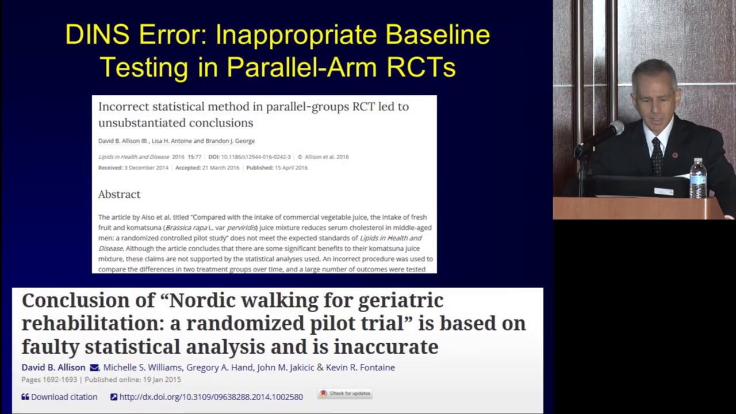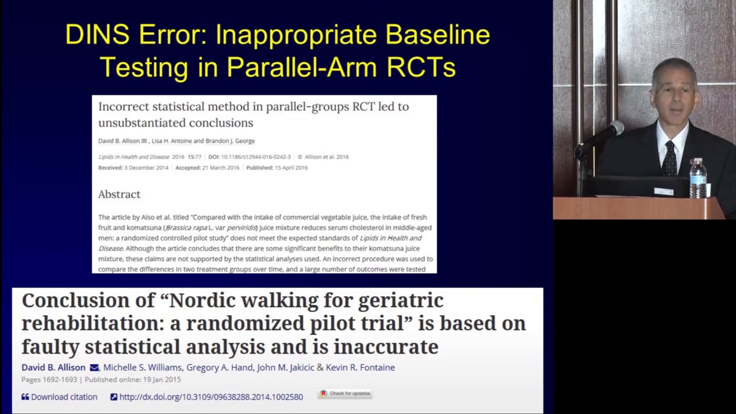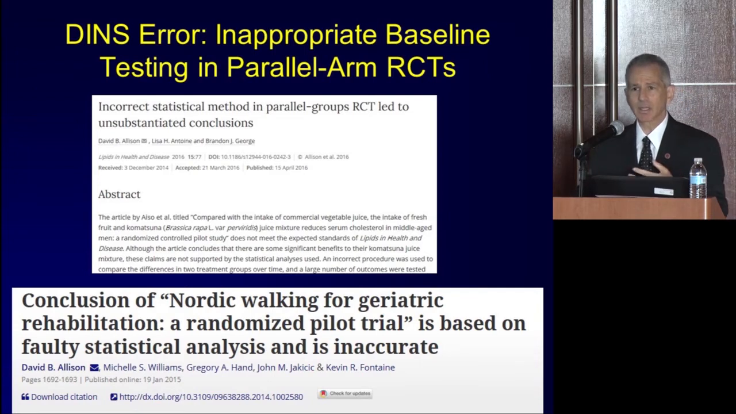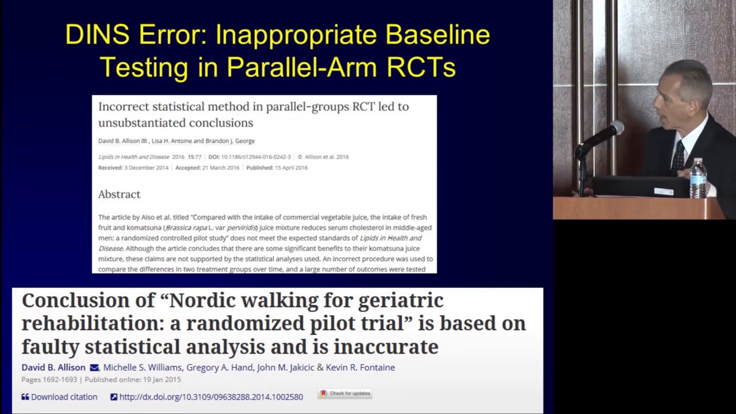There's another error we see a lot. We call it the DINS error. It stands for difference in nominal significance. This is one we see a lot in exercise studies occasionally. We see it sometimes in animal studies. We see it a lot in dietary supplement studies. I don't know why in those areas, that's where we happen to notice it. These are a couple of examples here.